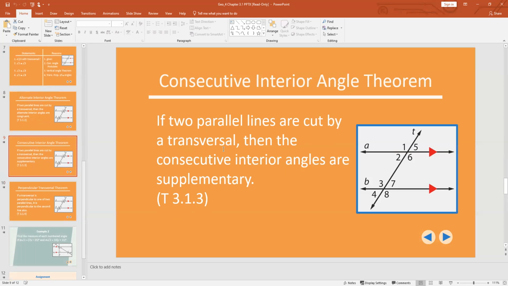All right. And then the last one that you have on page 110 is the perpendicular transversal theorem. This is the last one we're going to talk about. And then hopefully we'll get into some more exercises so you'll have a little less homework tonight. If a transversal is perpendicular to one of two parallel lines, it is perpendicular to the second line also.